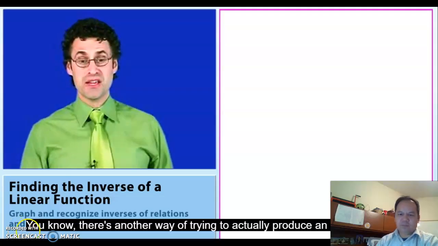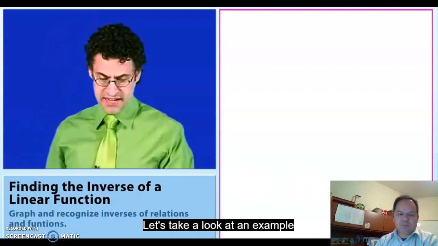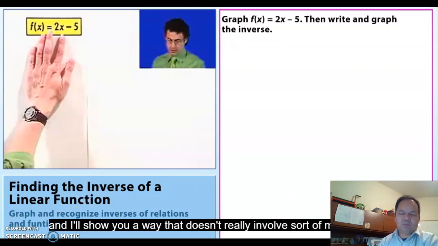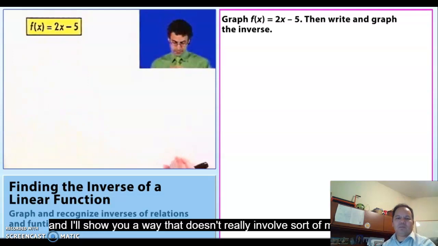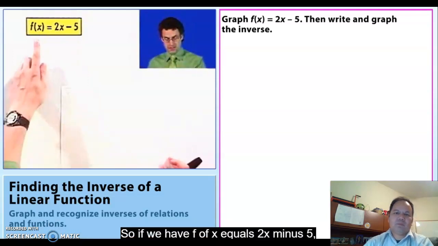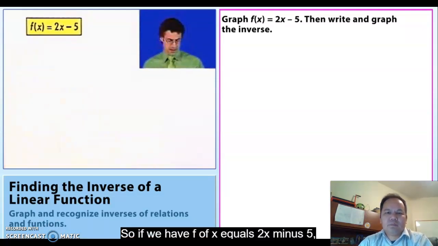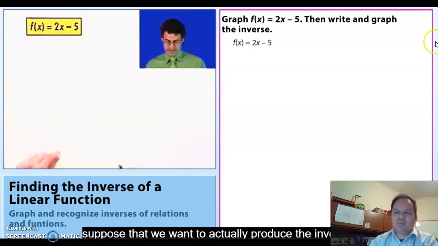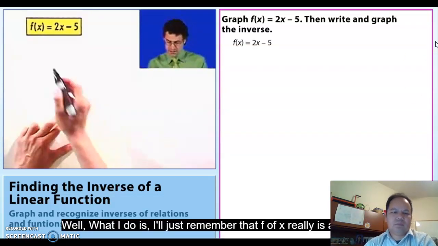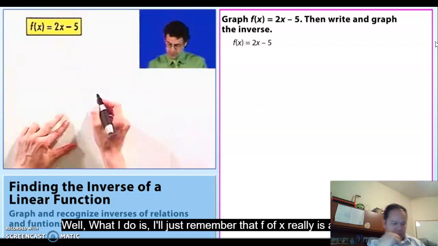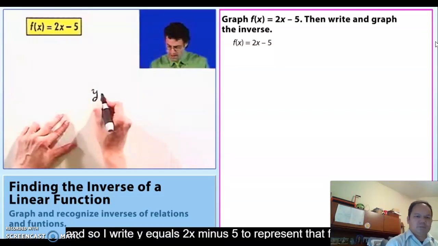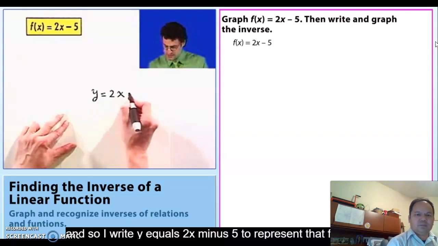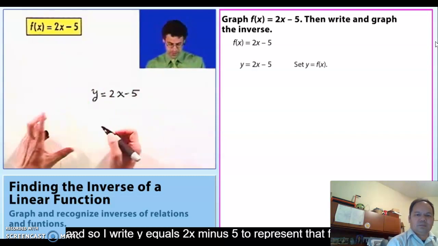Trying to actually produce an inverse function, let's take a look at an example, and I'll show you a way that doesn't involve mental math, but a more systematic approach. If we have f of x equals 2x minus 5, suppose that we want to produce the inverse. Well, I'll just remember that f of x really is a y value, and so I'd write y equals 2x minus 5 to represent that function.